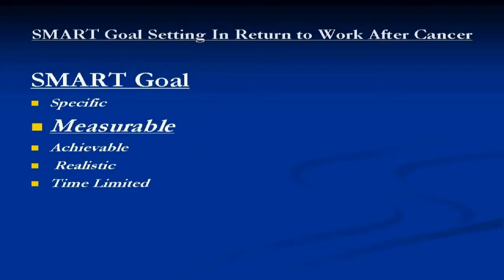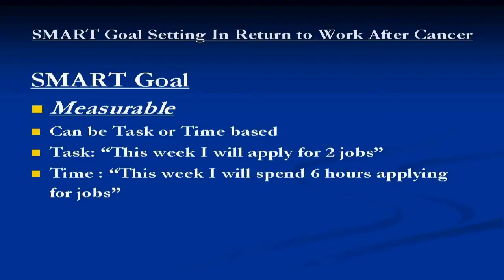M is for measurable. Measurable means that your SMART goal is stated in terms that can be measured as concretely as possible. Now, this can involve either units of task completion or units of time. So for example, let's imagine Ben, a survivor of lymphoma who needs to find a new job after cancer treatment. He might set a task-based goal such as, this week I will apply for 2 jobs. Or he might set a time-based goal in the same direction, something like, this week I will spend 6 hours applying for jobs. Time or task-based goals can each be a better fit. It really just depends on the specific goal in question.